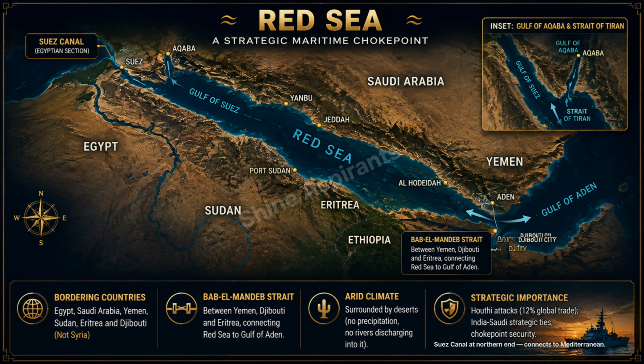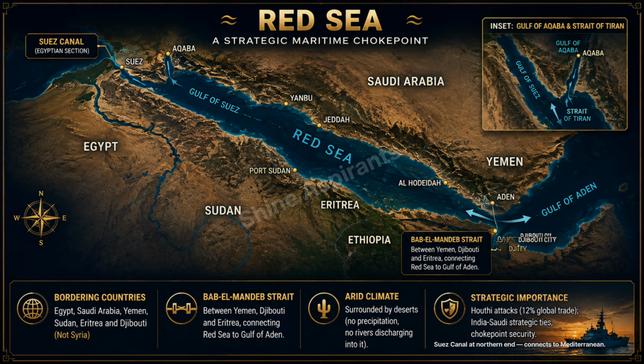Red Sea. Bordering countries: Egypt, Saudi Arabia, Yemen, Sudan, Eritrea, and Djibouti. Not Syria, Syria is on the Mediterranean coast, not Red Sea. Key Strait: Bab el-Mandeb Strait, located between Yemen, Djibouti, and Eritrea. Connects Red Sea to Gulf of Aden. One of the world's most critical choke points, approximately 12% of global trade passes through it.